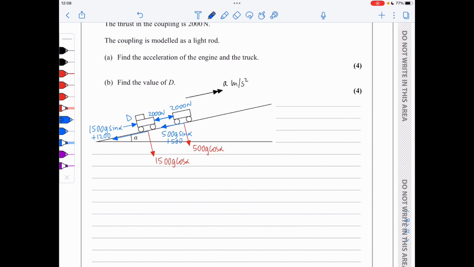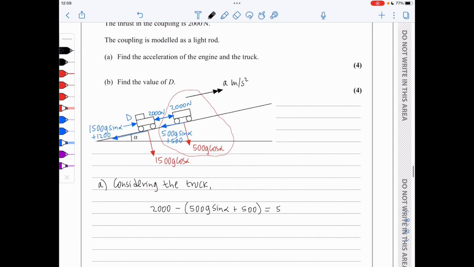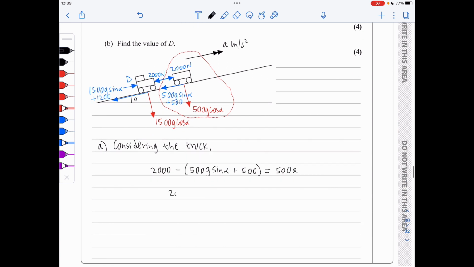And we need to determine the acceleration of the engine and the track. So I will start by considering the track. I will encircle all the forces acting on the track here. So considering the track, we've got forces acting along the direction of the acceleration, which is 2000, minus forces opposing this, which is 500g sine of alpha plus 500, and this is equal to mass times acceleration. The mass is 500 kilograms, the acceleration is a. So we have 2000 minus, open brackets, 500 times 9.8 times sine of alpha, which is 7/25, plus 500, close brackets, is equal to 500a. And this leads to 128 being 500a, and therefore the acceleration is 0.256 meters per square second.